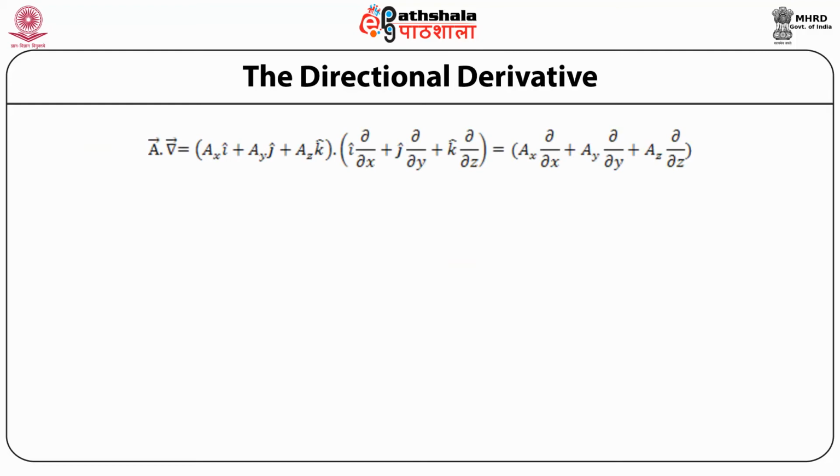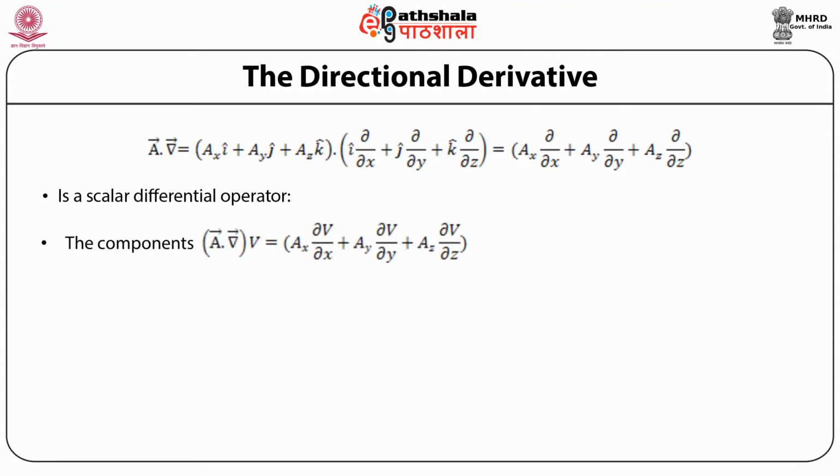The directional derivative. If vector A represents any vector, constant or otherwise, the formal combination A dot del is equal to (Ax i cap plus Ay j cap plus Az k cap) dot product with (i cap del by del x plus j cap del by del y plus k cap del by del z), which is equal to Ax into del by del x plus Ay into del by del y plus Az into del by del z. This is a scalar differential operator.